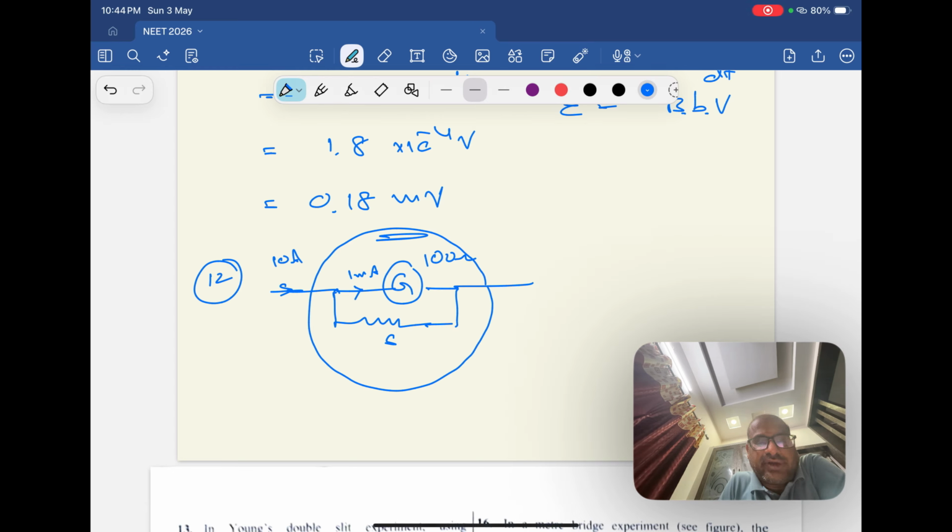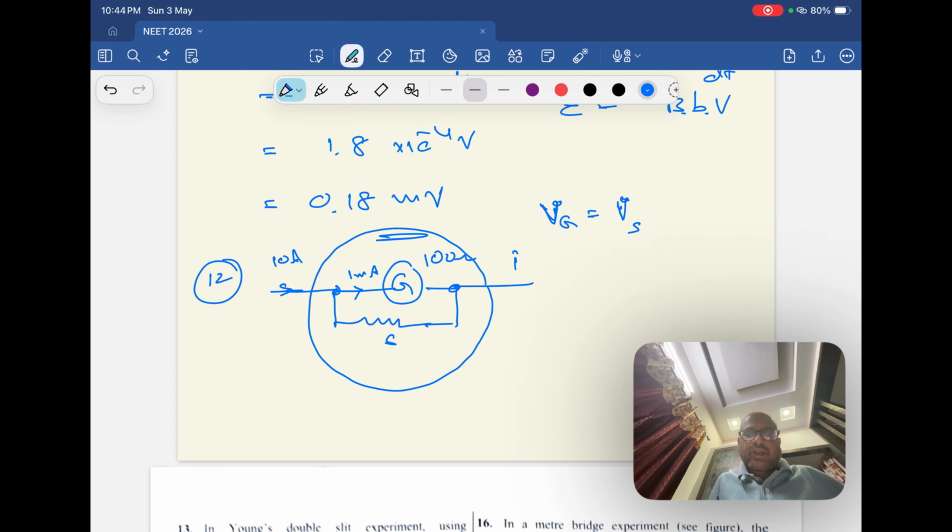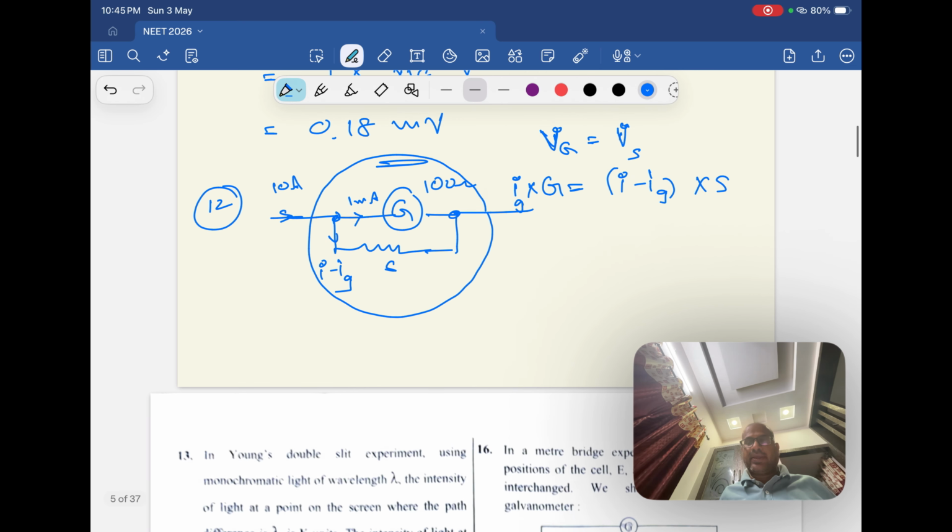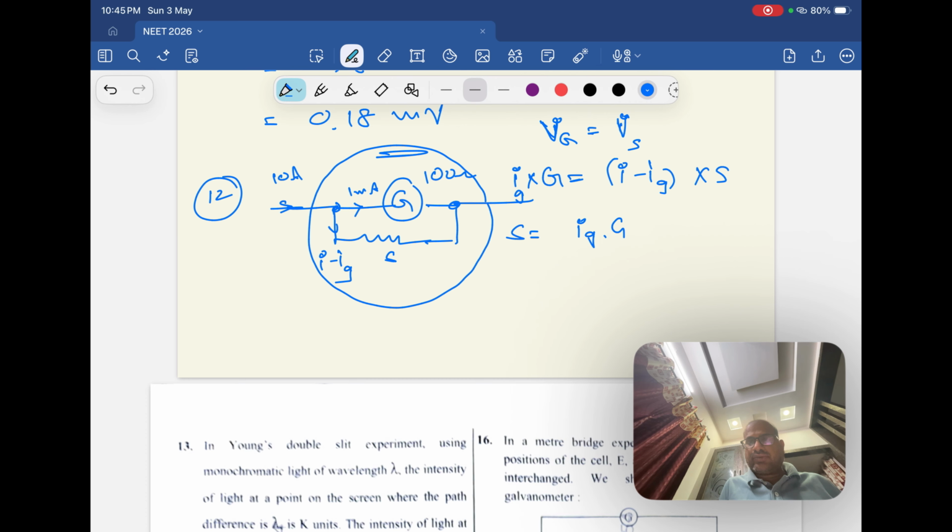You can see a simple principle here, students. When the galvanometer and shunt resistance are in parallel, the potential difference is the same. That principle we use here. The potential difference across the galvanometer is equal to the potential difference across the shunt resistance. The potential difference formula is I into R, yes or no? So current through the galvanometer into its resistance is equal to the remaining current, out of this 10, which is I minus Ig, into the shunt resistance. V is equal to I into R. Do you agree or not? Yes. So the shunt value you have to find out is equal to Ig into G by I minus Ig.